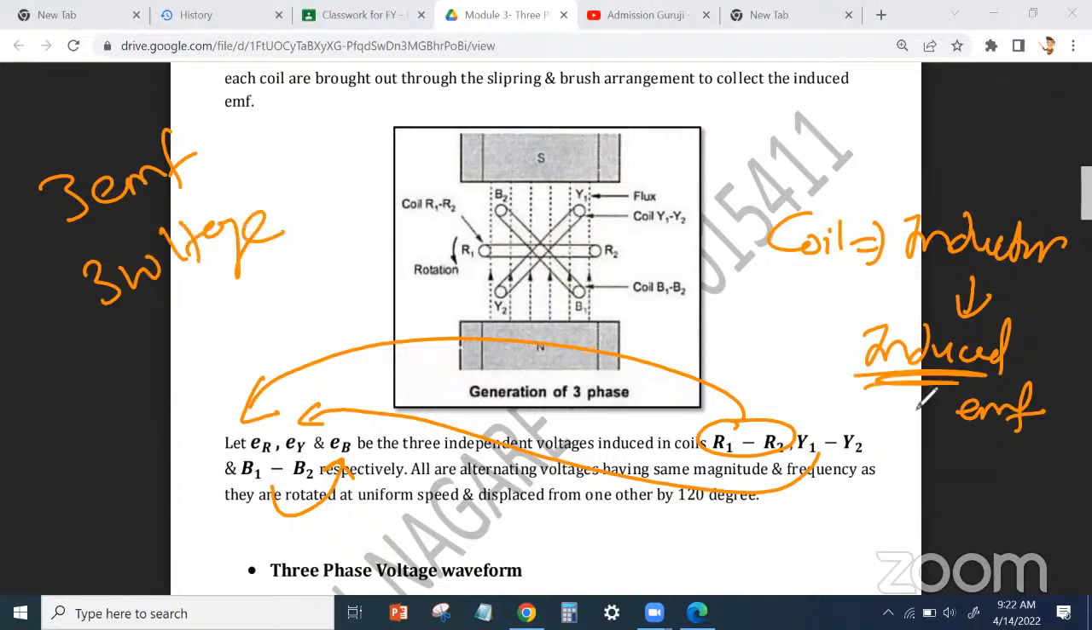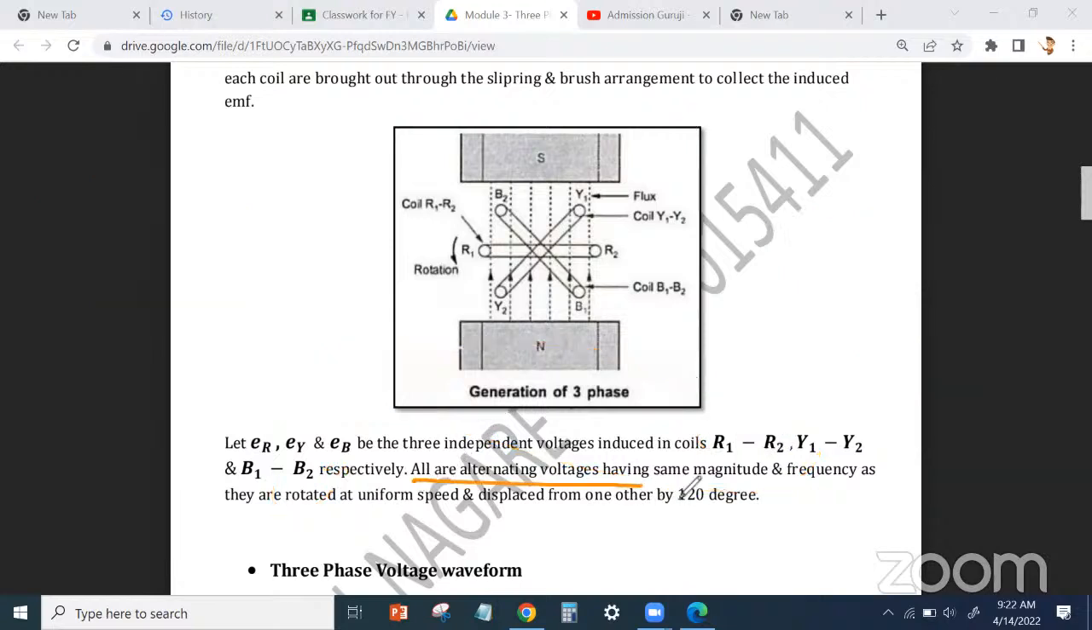Induce मतलब generate, it will generate. So these three coils generate three types of voltages: EMF ER, EY, and EB. Okay, so all the alternating voltages have the same magnitude and frequency as they are rotated at uniform speed and displaced from one another by 120.